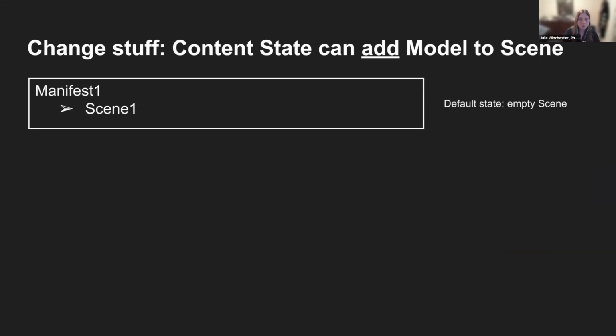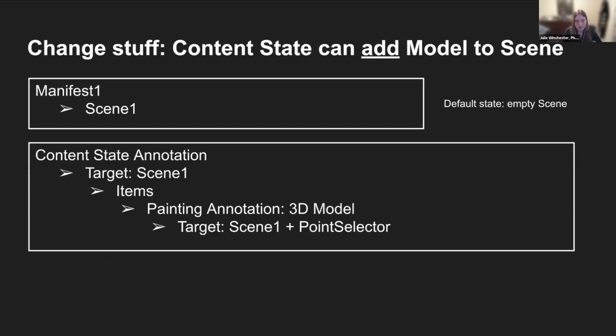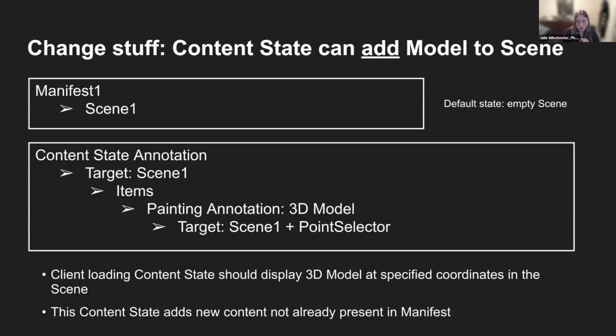To give a more concrete example, you can use content state to add a model to a 3D scene. So I'm just making some very simple diagrams of manifests and scenes. So this is my default state. It's just an empty scene. I've sketched out a manifest. I've added an empty scene to it. There's nothing in there. And then I add a content state annotation that targets the scene and then changes the scene's items. So it adds a painting annotation. It adds a 3D model. And so when this content state is activated, the client that is loading the content state knows that it should change the empty scene and it should display the 3D model at the specified coordinates. So the content state is adding new content that was not previously present in the manifest.